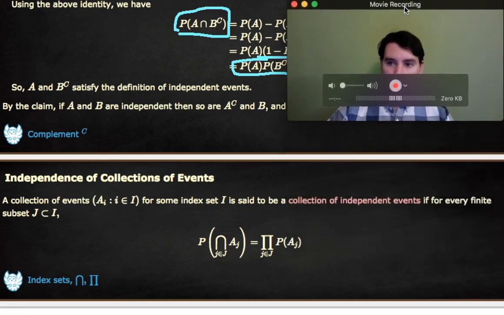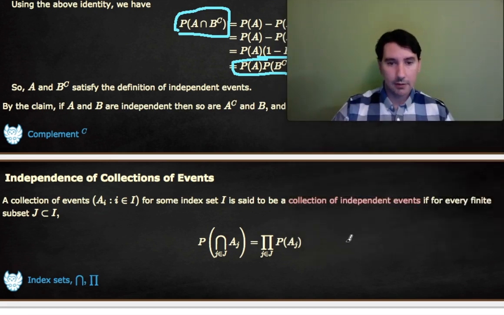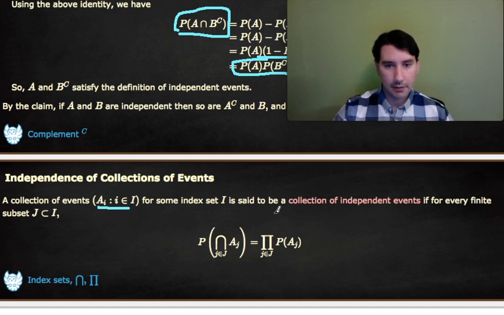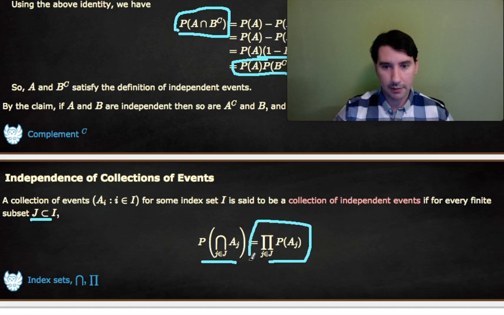And finally, I squeezed in a definition at the end, but it's an important definition. So if we have a collection of events, A_i, over some index set I, we say that that collection is a set of independent events if, for every finite subset J contained in I, the probability of the intersection over all the sets in J in the index set is the product of the probabilities of the sets. So that works for every finite subset J of I.